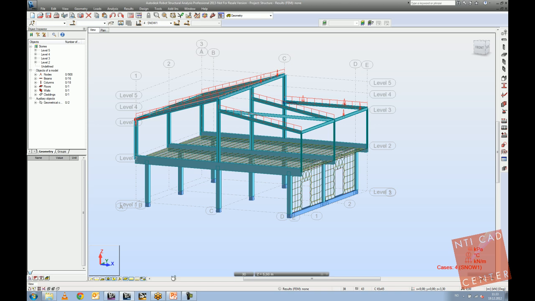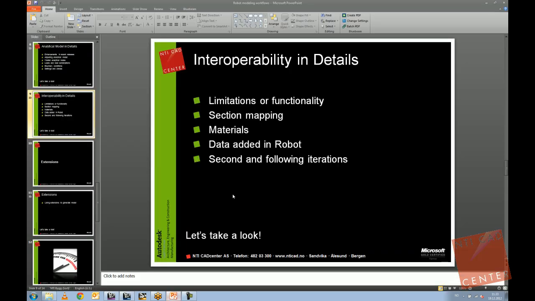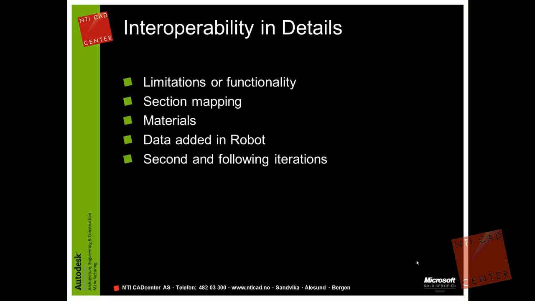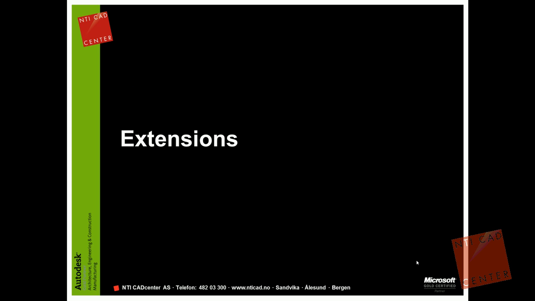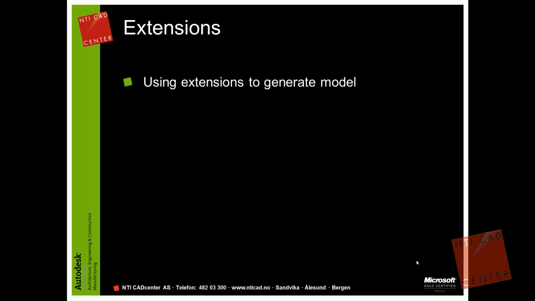We have some time left, and then we have a few more topics, or just one, I guess. If I go back to the slideshow, let's talk about extensions. So you have some different extensions which you can use to generate the model, both in Revit and in Robot, but mostly we will be focusing on extensions for Robot. So again, let's look at those.